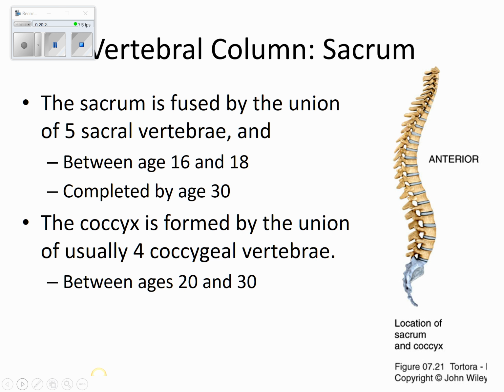So the sacrum is fused by the union of 5 sacral vertebrae, and between usually age 16 and 18, it's completely fused together, or completed by age 30. The coccyx is formed by the union of usually 4 coccygeal vertebrae, and it occurs between the ages of 20 and 30. Remember that the coccyx is also known as your tailbone.